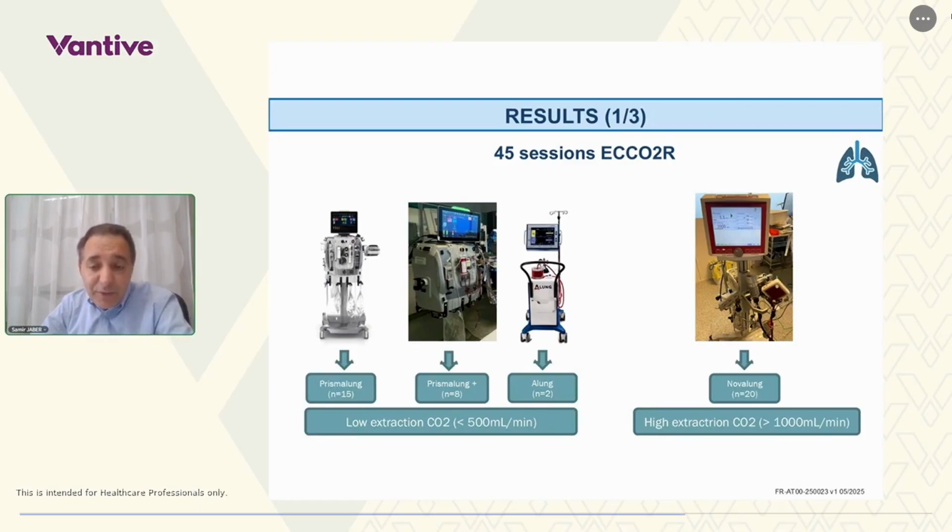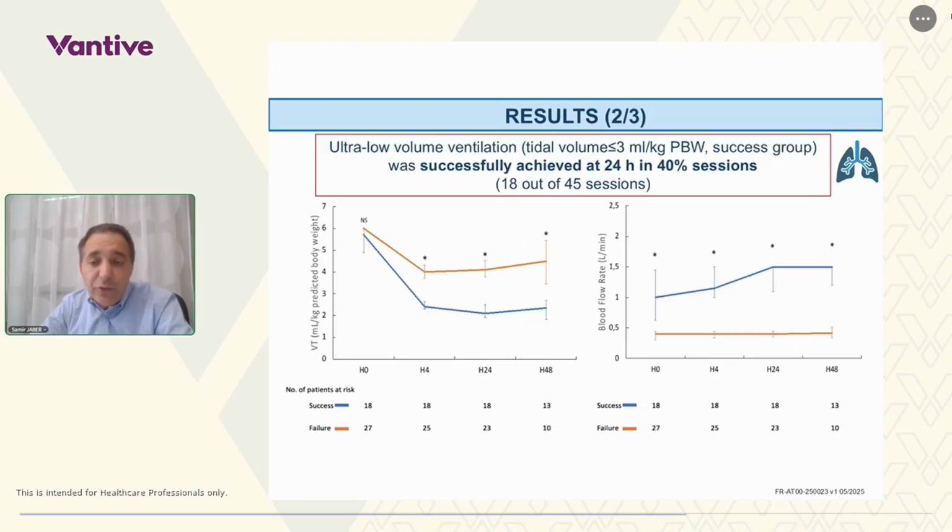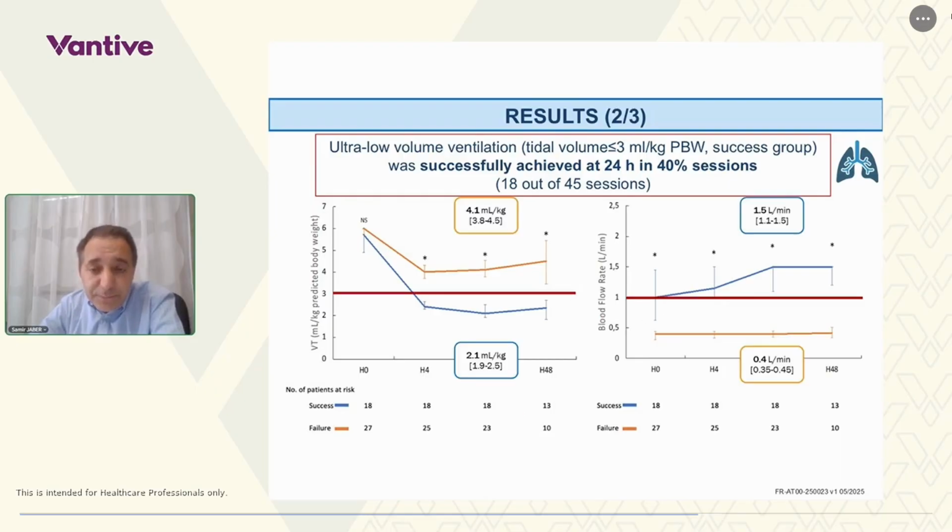And then the first results are, as you can see here, on the left the tidal volume on the y-axis, for the first 2 days, and here on the right you have the blood flow. As you can see, in 40% of the sessions we can reach, in the blue line, less than 3 ml per kilogram.